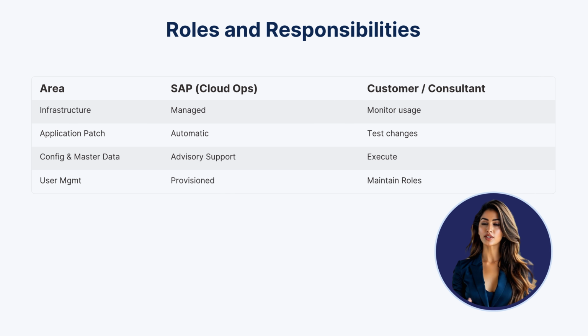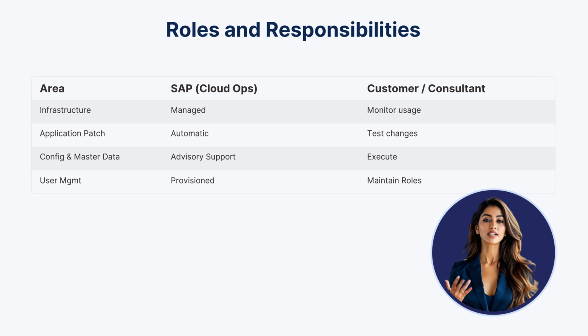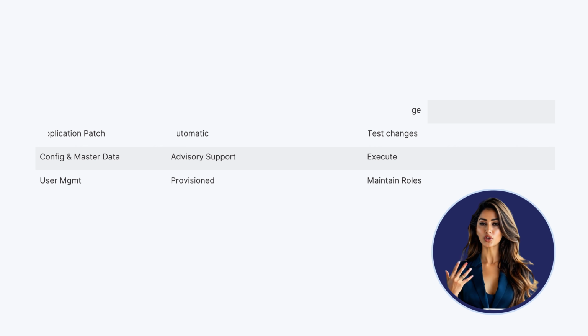Roles and responsibilities. Let's clarify who manages what. SAP handles infrastructure, patching, and security. Customers and consultants handle configuration, user management, and testing. This shared responsibility model keeps systems stable while allowing business flexibility, a hallmark of SaaS delivery.